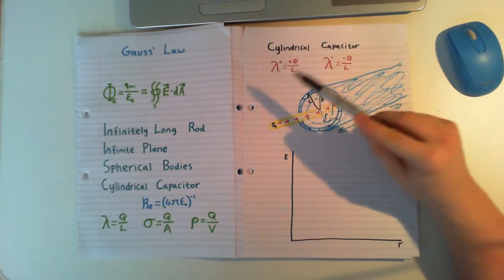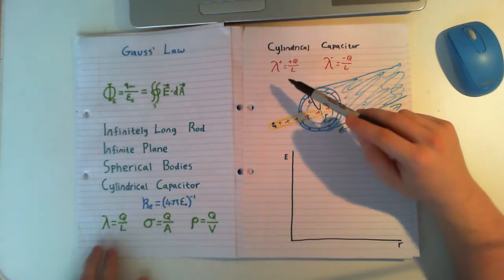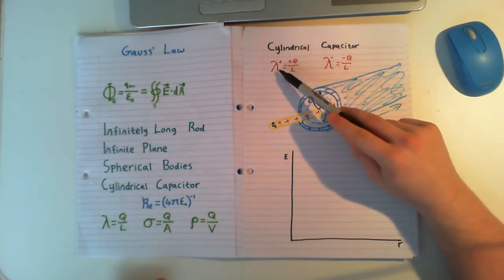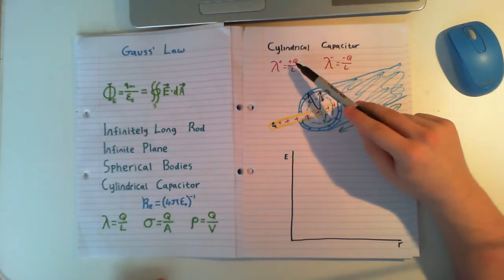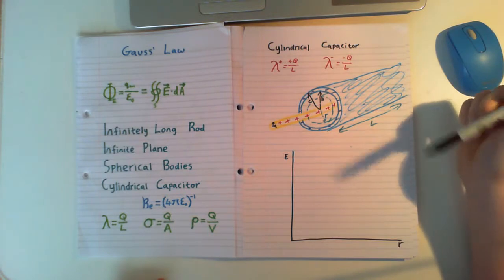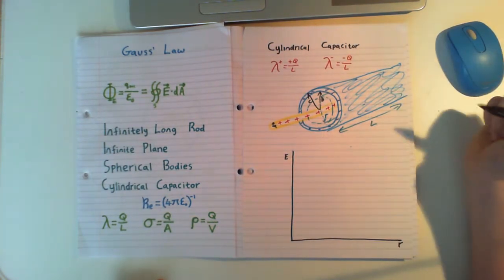For this video also, just note that our lambda as our charge per unit length is actually going to be noted as a lambda with a superscript plus for our positive charge per unit length, and superscript minus for our negative charge per unit length, which is just for the rod and the outside there.